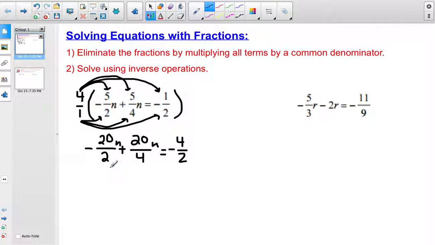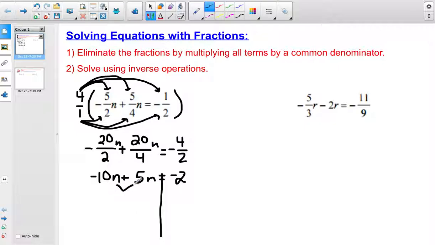simply be integers. 20 divided by 2 is 10. It's going to stay negative because there's a negative here, and the n stays next to it. Plus 20 divided by 4 is 5, and I keep the n variable. And negative 4 divided by 2 is negative 2. Now I have all regular integers in my equation, and I can continue solving.